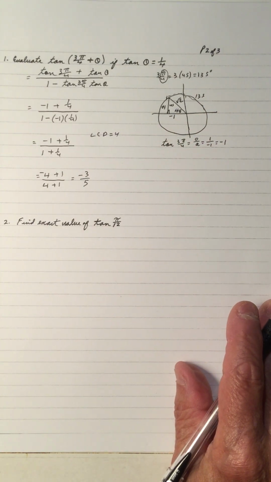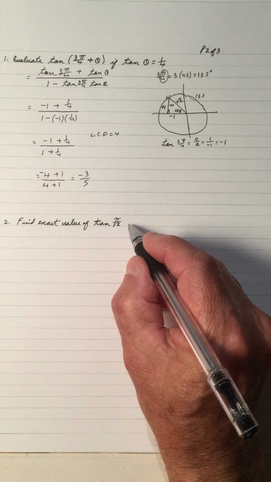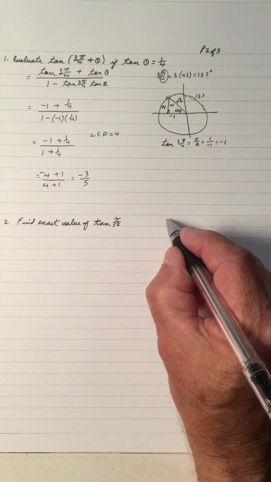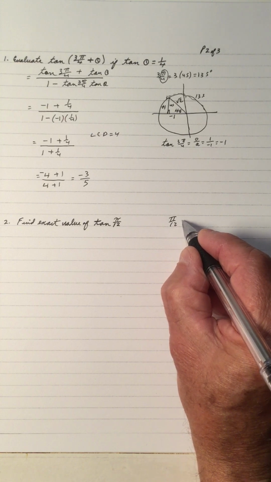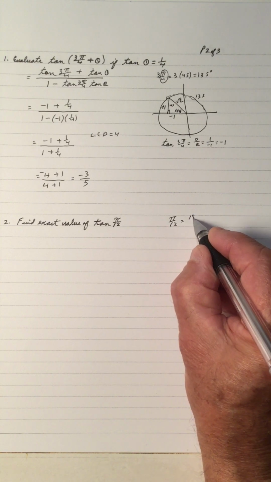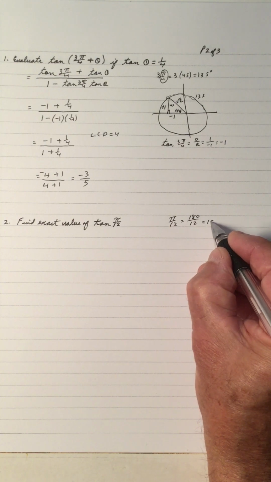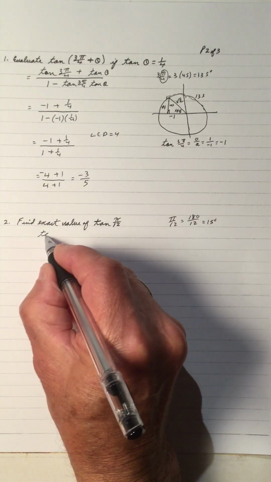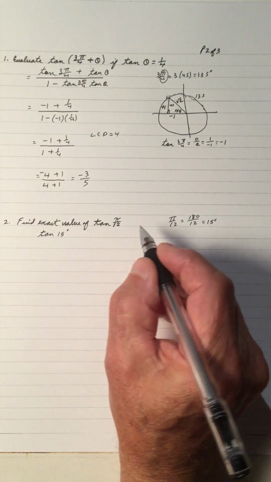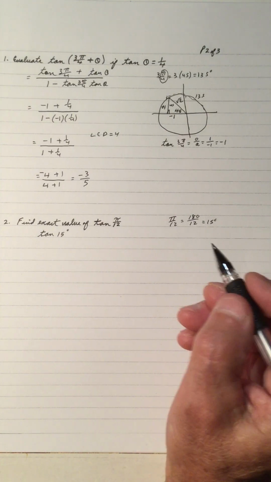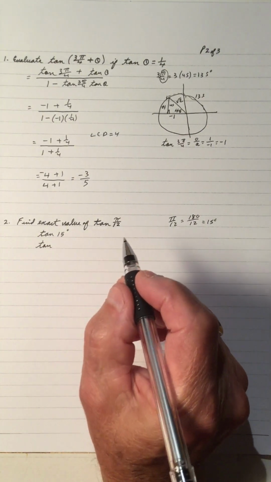Number 2, find the exact value of tan of pi over 12. Well, first of all, what is pi over 12? The easiest way to do it is pi is 180, divided by 12, and that gives us 15 degrees. So this is the tan of 15 degrees. Notice I've changed my radians to degrees because it's easier to work in degrees. Now I want to do 15 degrees, exact values.